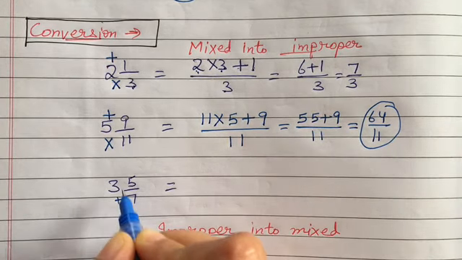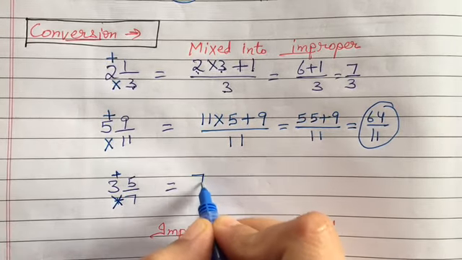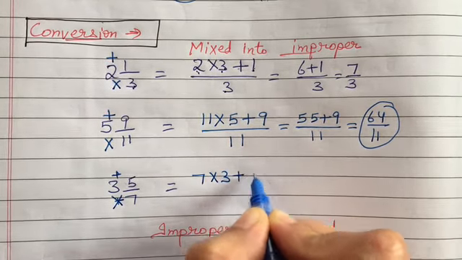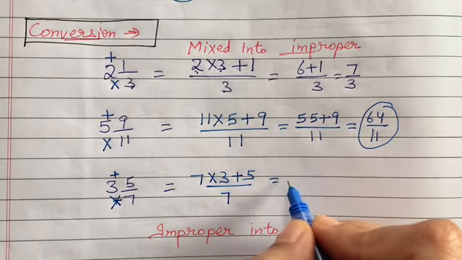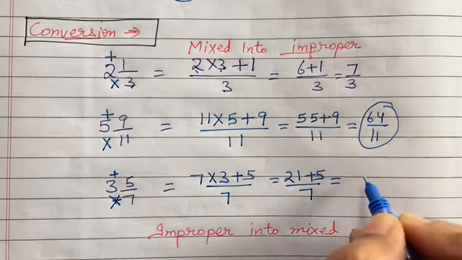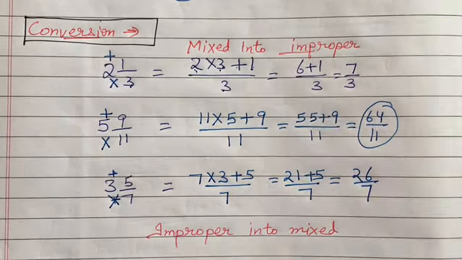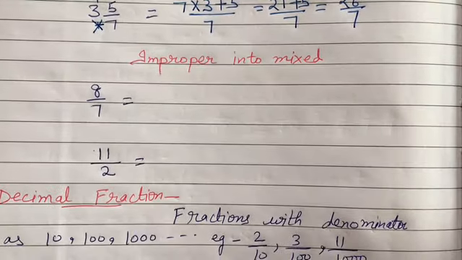Here it is multiplication, here it is plus. So 7 multiplied by 3 plus 5 upon 7. 7 3 ja 21 plus 5 upon 7. So it is 26 upon 7. This is converting the mixed fraction into improper fraction.